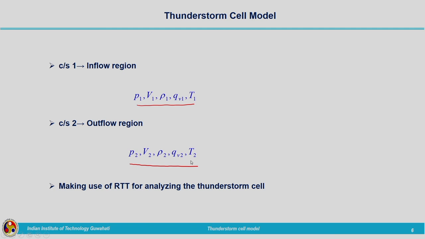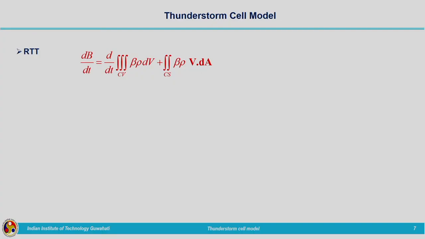Now, what we are going to do is make use of RTT for analyzing the thunderstorm cell model. For all the processes which involve movement of fluid, we will be making use of the Reynolds transport theorem. The same procedure we have followed earlier, we will be repeating here. The RTT expression is very much familiar to you.